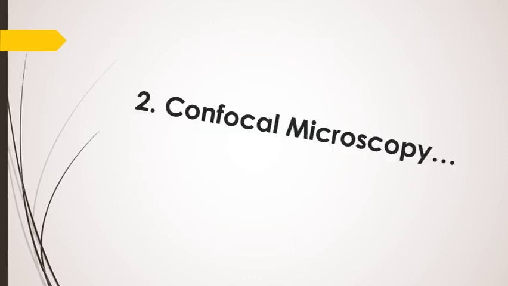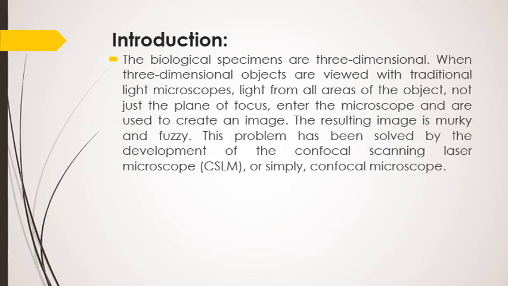So the next form of light microscopy is confocal microscopy, or confocal scanning microscopy. Here we have a simple introduction. As you know, most biological specimens are three-dimensional. When we observe these three-dimensional objects through a traditional light microscope, light from all areas of the object, not just a plane of focus, enters the microscope and is used to create an image.